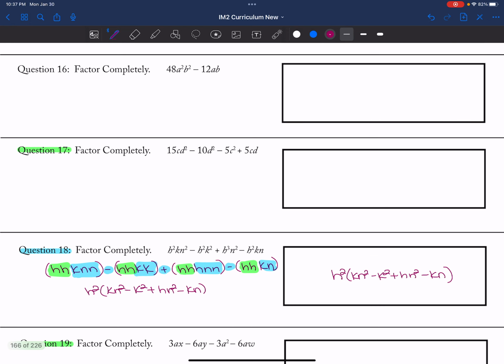Okay. And then here, 15, so 3 times 5 cdd, and then minus 2 times 5 d times d, minus 5 times c, and then plus 5cd. Okay, so what do we have in common? It looks like a 5 in common. We don't have anything else because not everybody's got a c and not everybody's got a d. So we're left with a lot left over.